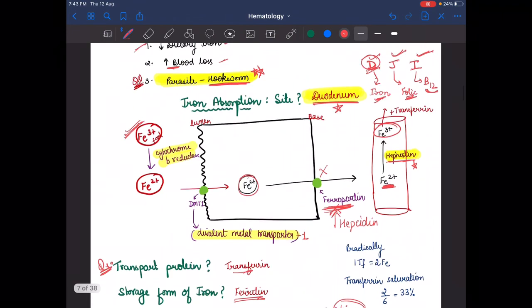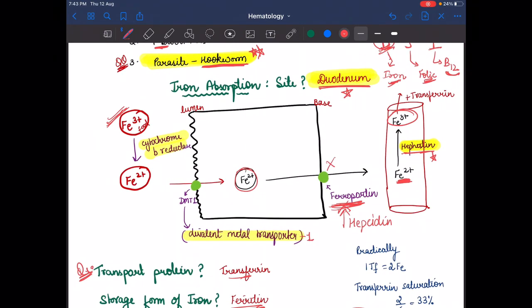So how does it get absorbed? As we eat food, the Fe3+ form of iron is present in the food, which is converted into Fe2+ by the enzyme cytochrome B reductase. Now the Fe2+ form is absorbed from the lumen side by the transporter DMT1, the divalent metal transporter 1. It helps in the absorption of iron from the lumen side. From the basal side, it is absorbed by ferroportin.